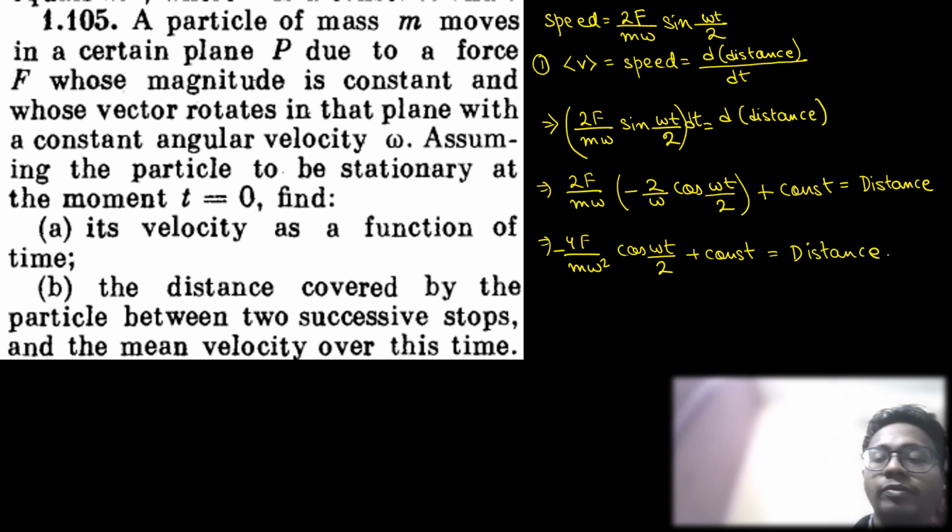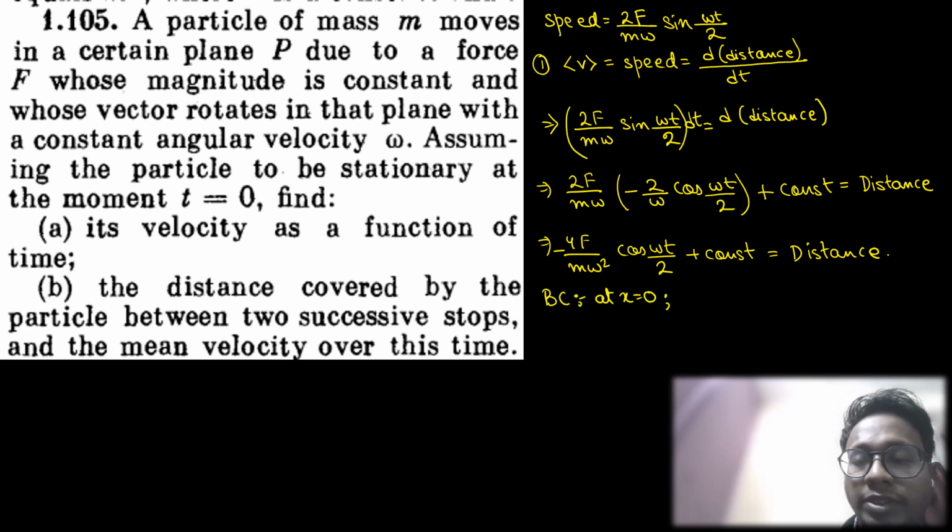Now to find the value of the constant, we need to put in the boundary condition. So at t equal to 0, that means at the initial moment, distance is equal to 0. So put the value of t equal to 0 here. If you put t equal to 0 here, what will we get? This entire term would become 4f by m omega square. Cos of 0 is nothing but 1 and distance is nothing but 0.